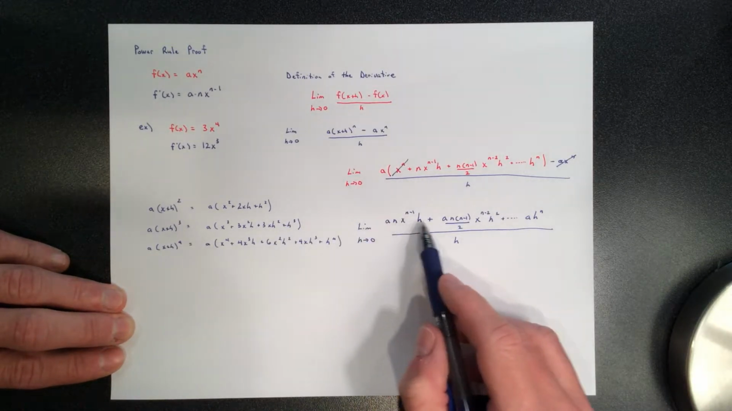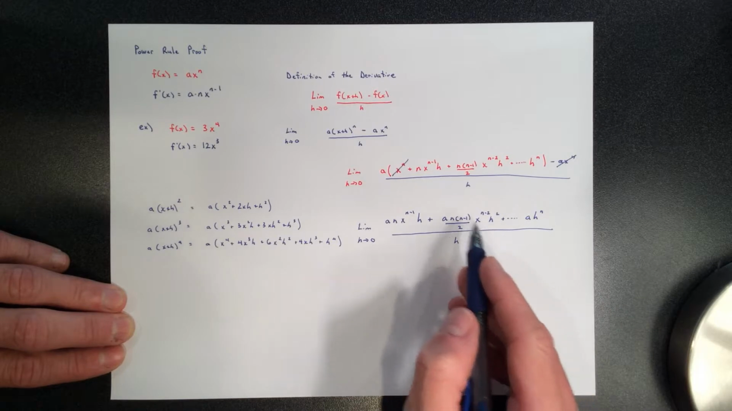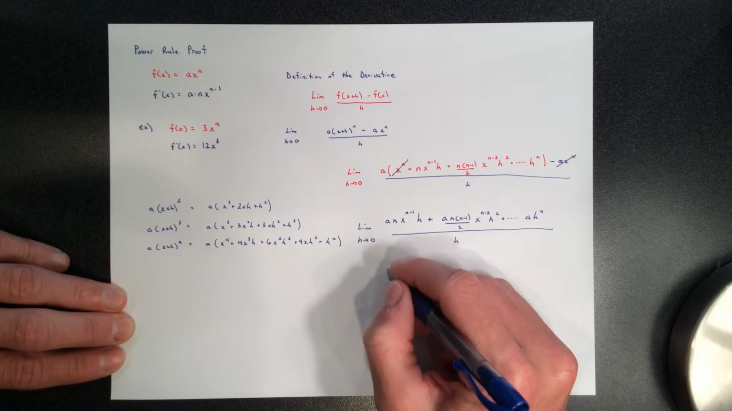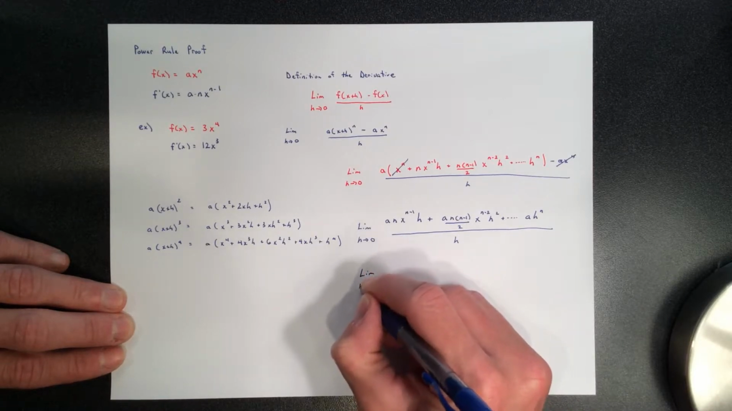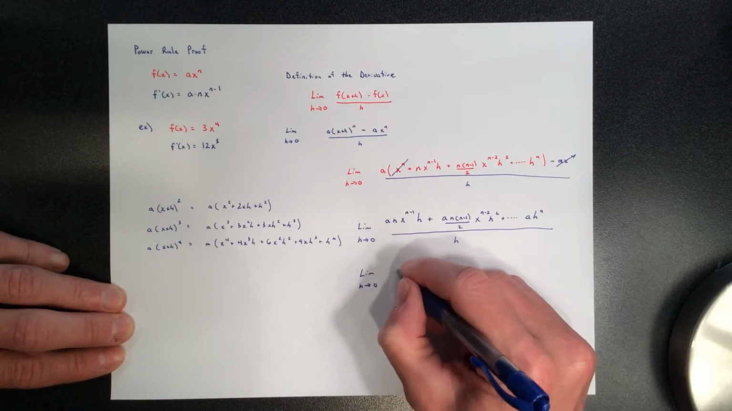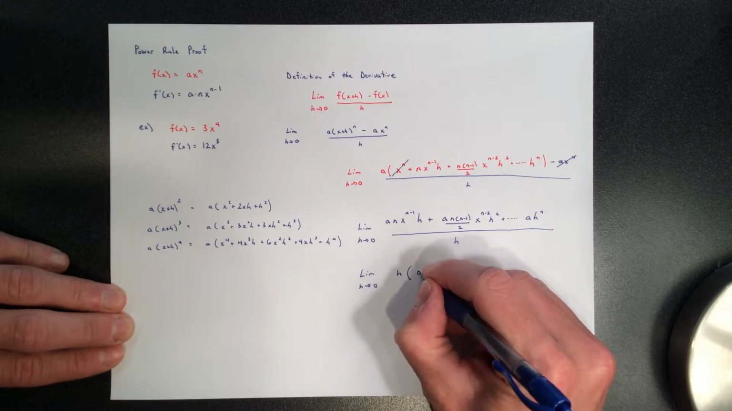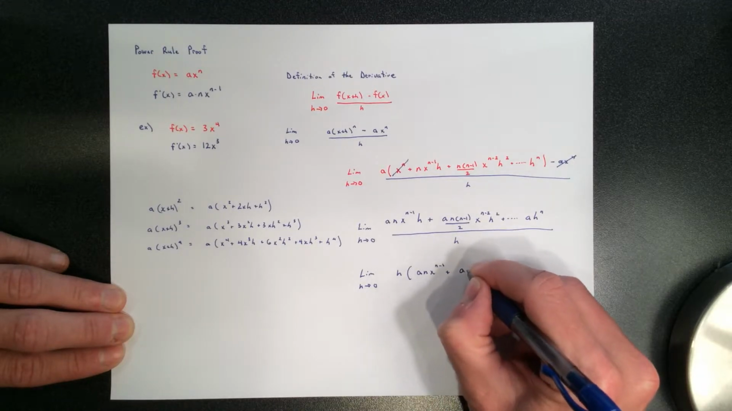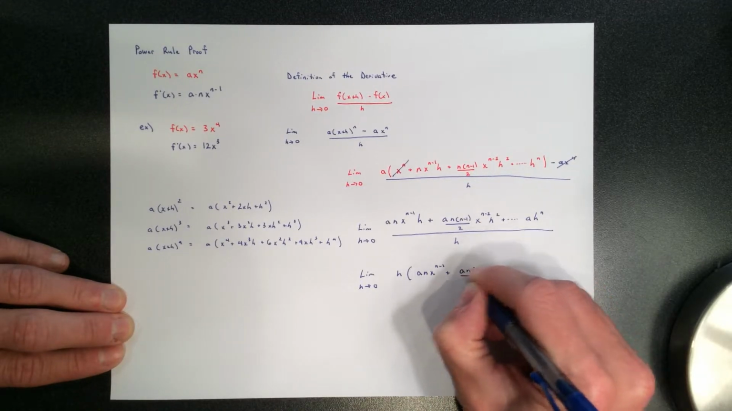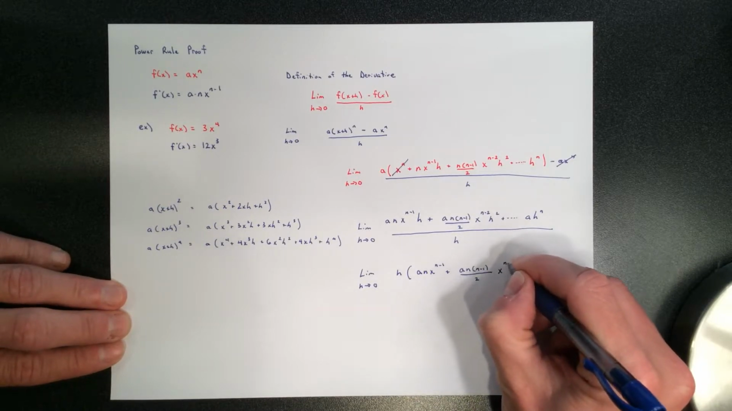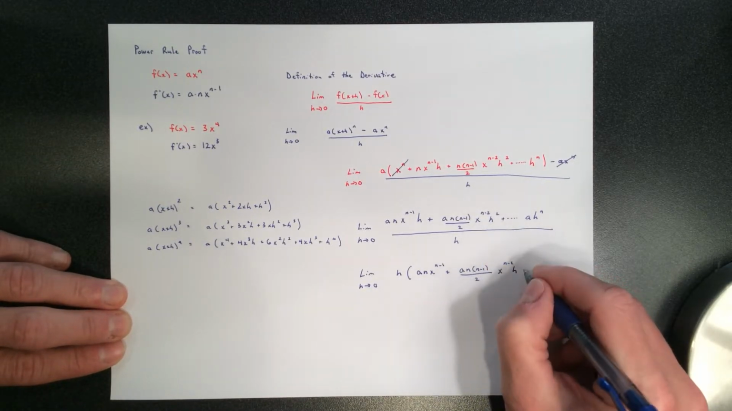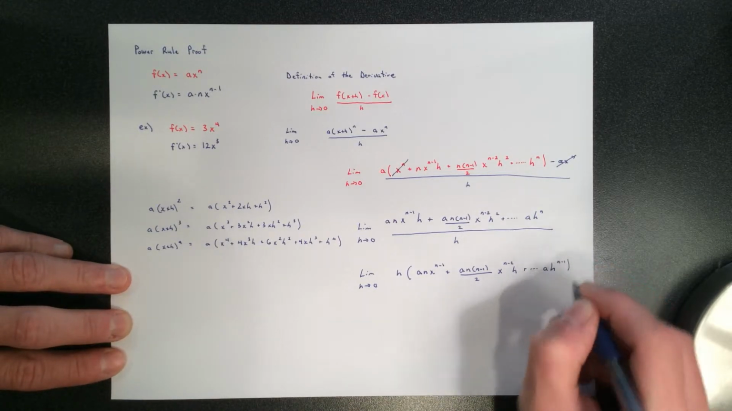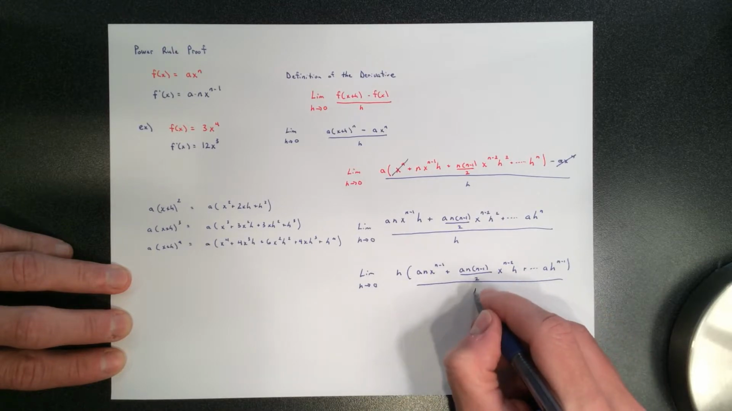All of these terms that are left have an h. I can factor out an h and cancel. So I take out an h and rewrite the limit. I'll be left with a n x to the n minus 1 plus a n minus 1 over 2 times x to the n minus 2, and that would just have one h left. All of these other terms would have one less h. So this would be h n minus 1, all over h.